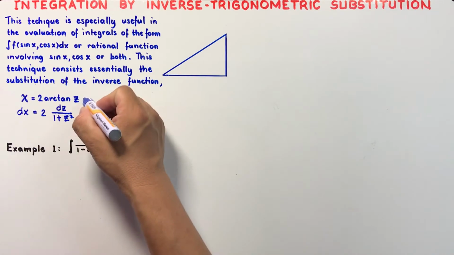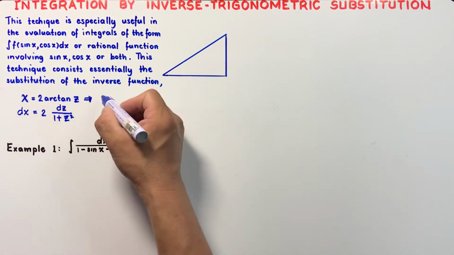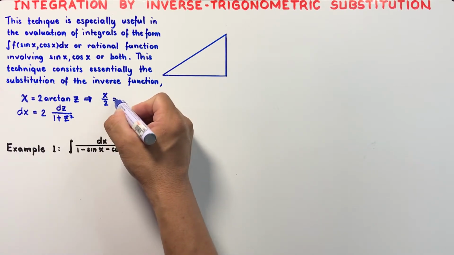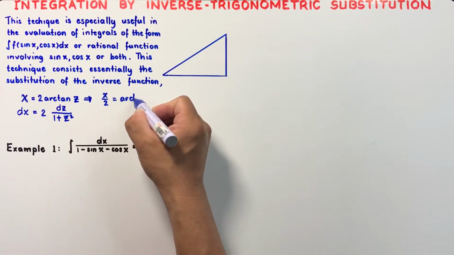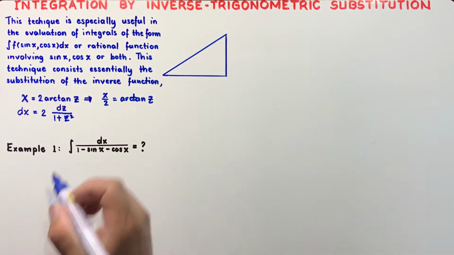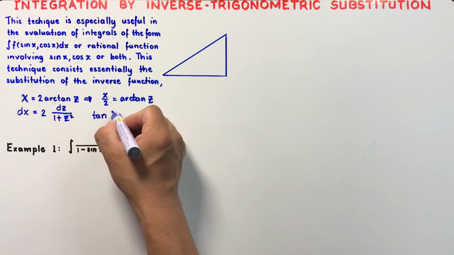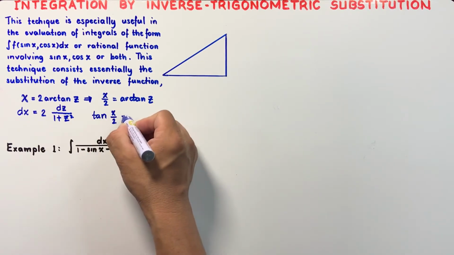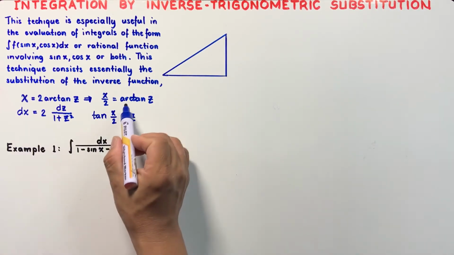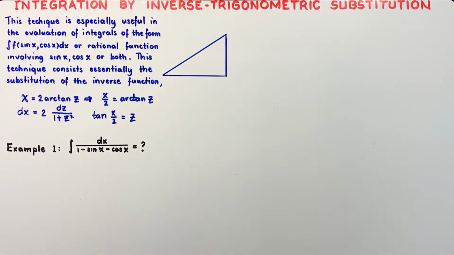However, I can rewrite this substitution by dividing both sides of the equation by 2. So this is x over 2, which is equal to the arctangent of z. And taking the tangent of both sides, we have tangent of x over 2, which is equal to z, because tangent and the arctangent are inverses to one another. So we have only z here.